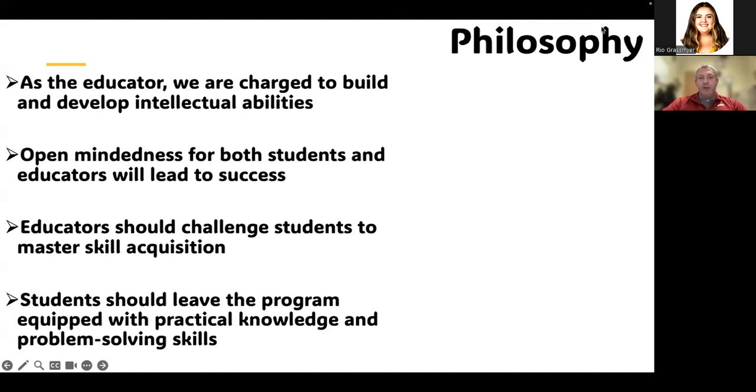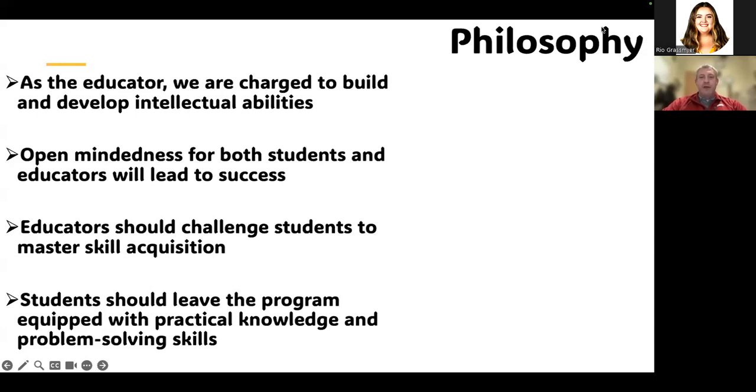We have to be open-minded. Open-mindedness for both the students and the educators. If you've been doing this for any length of time, you will already know every class is different. Every class day is different. Every cohort is different. And if we enter the classroom as an educator with a closed mind, we've already failed our students. We have got to walk in with an open mind and the desire to make them a better person when they leave that day.